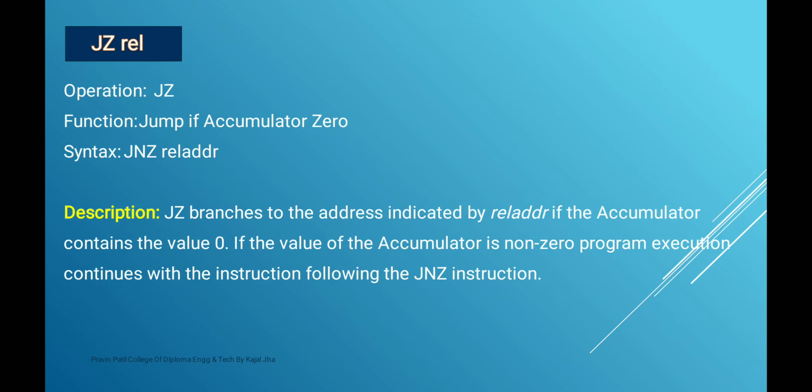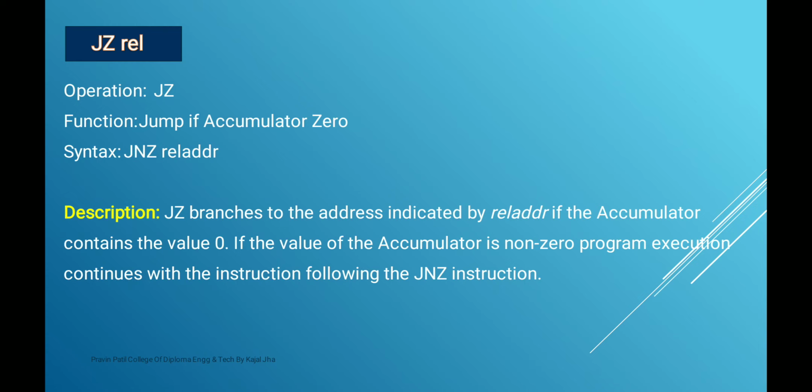After that, JZ REL. JZ's function is jump if accumulator is 0. Syntax: JZ REL address. Description: JZ branches to the address indicated by the REL address if the accumulator contains the value 0. If the value of the accumulator is a non-zero number, then program execution continues.